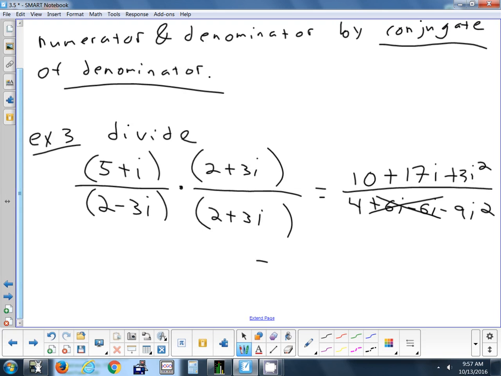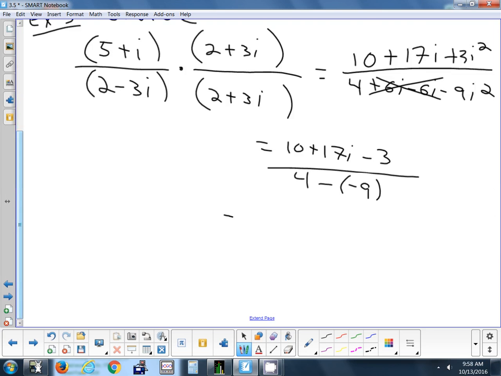How about in the numerator? What's 3i squared? Yep, it's just minus 3. And in the bottom, I have 4 minus, what's 9i squared? Negative 9. So the i squared gives me a negative, and I have that negative in front of the 9. So we'll finish it up. What's my numerator going to become? And my denominator?